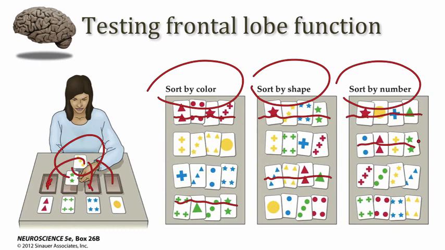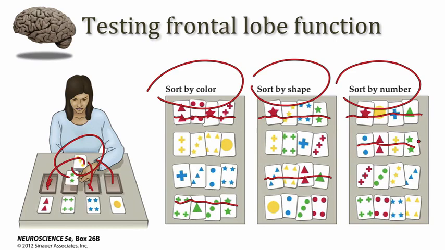Now, the key to this experiment is that the rules for sorting the cards are determined by the person running the experiment, and the subject is only provided feedback about whether the sorting of the card was correct or incorrect according to whatever rule is in effect.